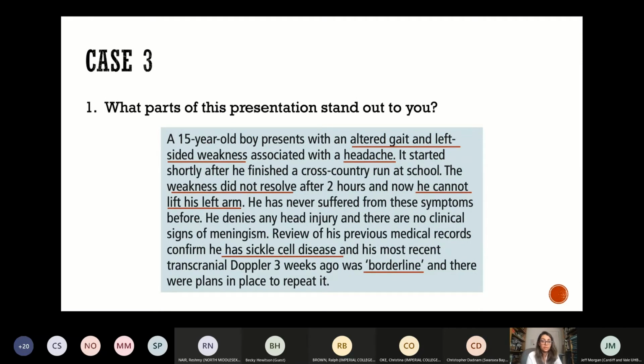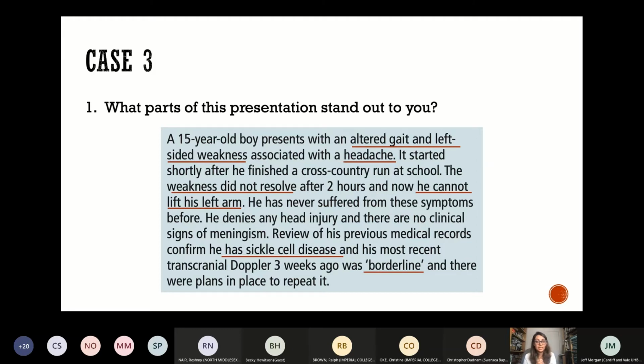So in terms of what stands out, here the altered gait is a big red flag, and the left-sided weakness with the headache. The fact that this weakness hasn't resolved after 2 hours and now he has a left arm which he cannot lift, and he's lost all power there. We know that he is a sickle cell patient, and that his most recent scan was borderline, so there was something going on there.